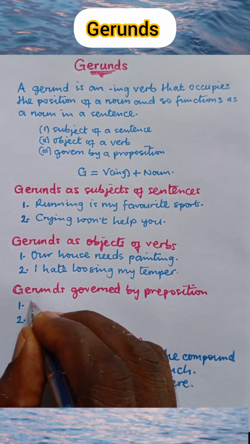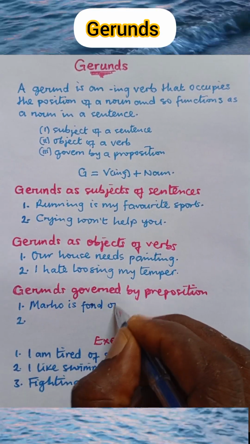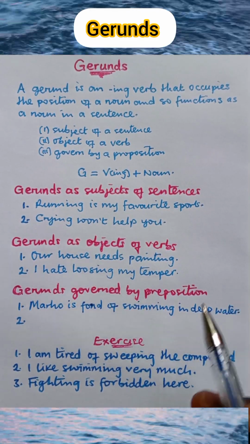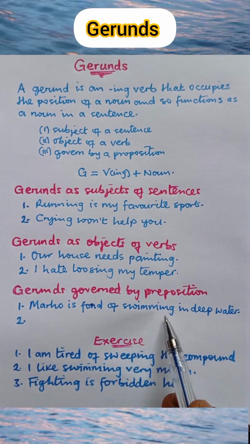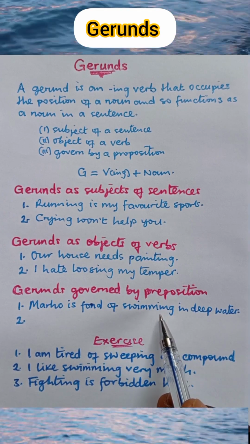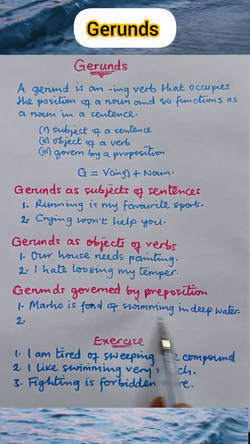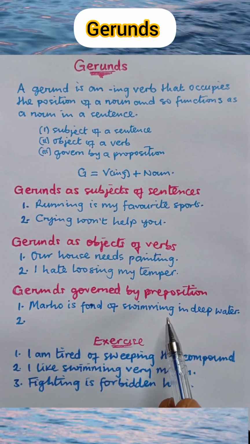Example 1. Maru is fond of swimming in deep water. Here, swimming is the ing verb. It expresses an action, but if you look at it, it is governed by the preposition of. Swimming, therefore, is a gerund.